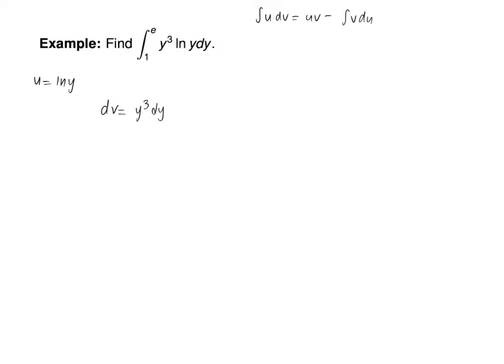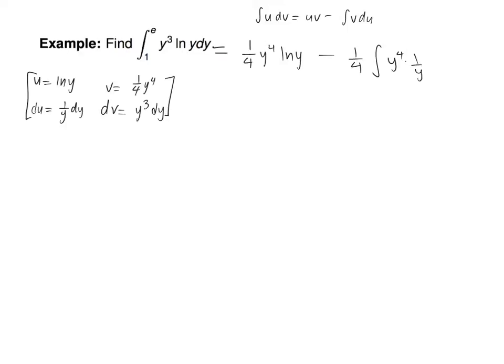So what's the derivative of ln of y? Great. And what's the antiderivative of y cubed? 1/4 y to the 4th. Great. So this will equal uv, so 1/4 y to the 4th ln y minus 1/4 integral of v du, so y to the 4th times 1/y dy. I'm going to add a couple things to that because technically right now it's a little bit wrong, but is everyone okay with what went where?